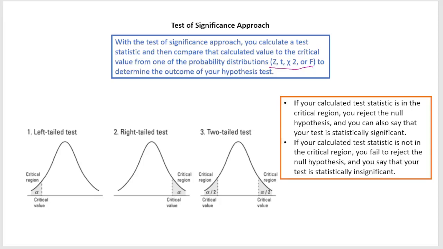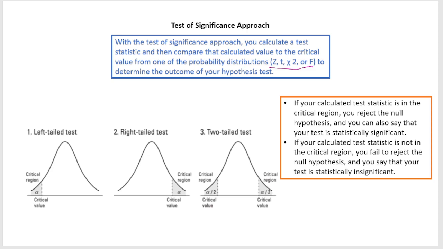Hello friends, in today's video we'll learn about the test of significance approach for hypothesis testing. In hypothesis testing, as we know, we have two approaches. One is the confidence interval approach, and the second is the test of significance approach. In the test of significance approach, we calculate the test statistic and then compare that calculated value to the critical value from the probability distribution tables.